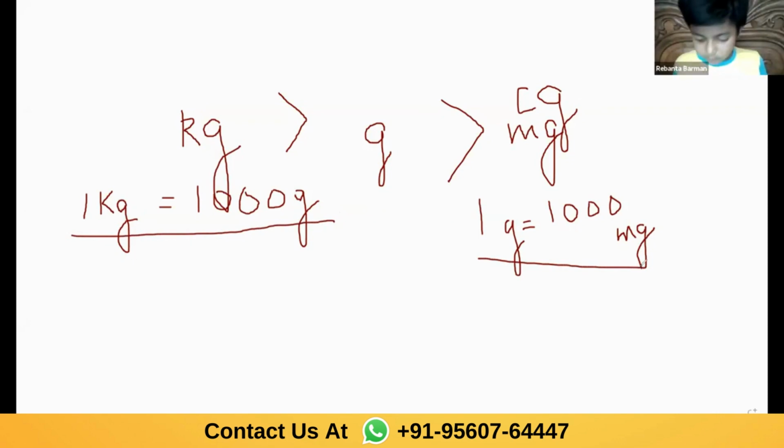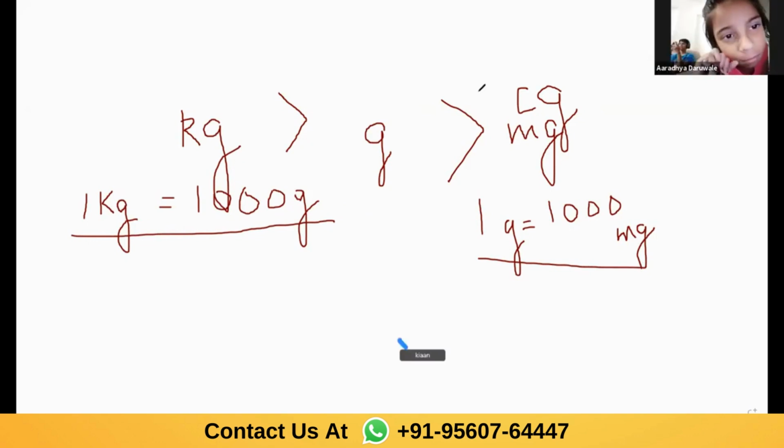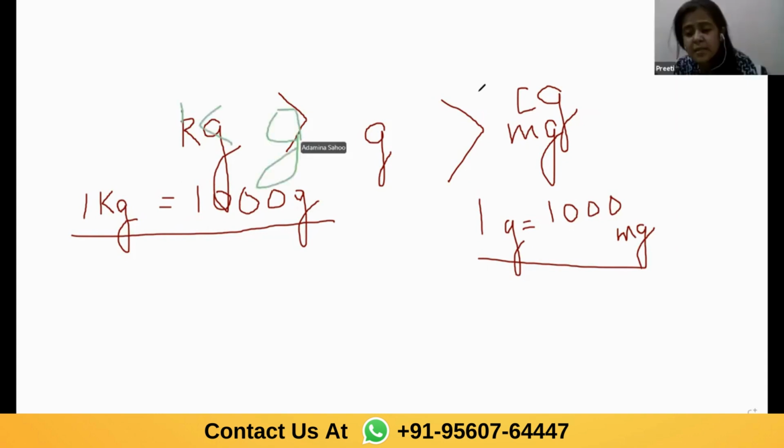Ma'am, what is milligram? Bacha, milligram is a unit which is very small compared to gram. 1000 milligrams make 1 gram. So you can think of how small milligram will be. It is a very small unit, smaller than gram.